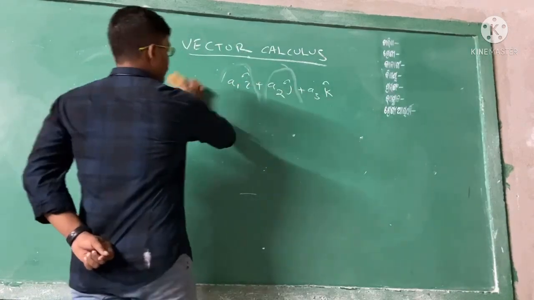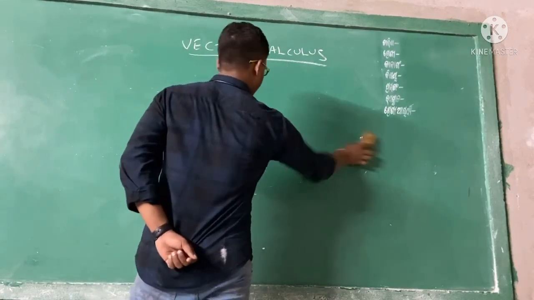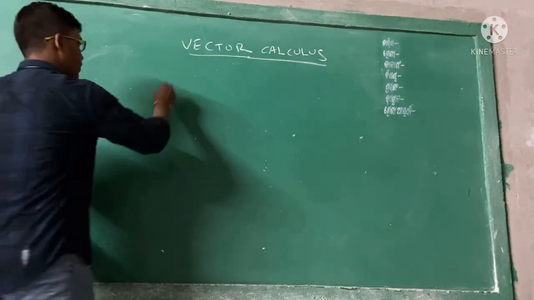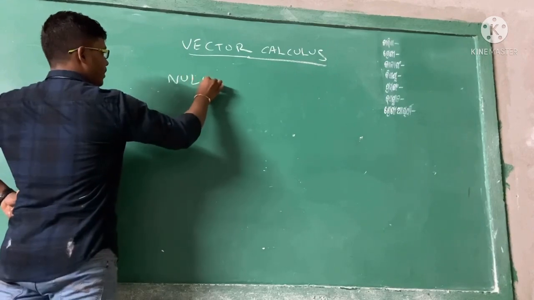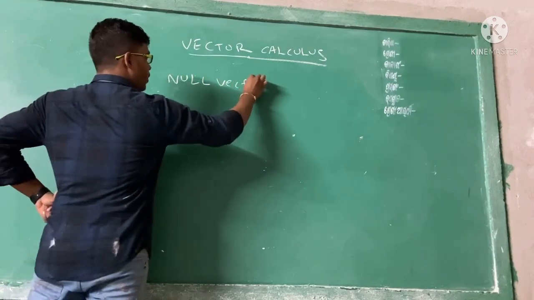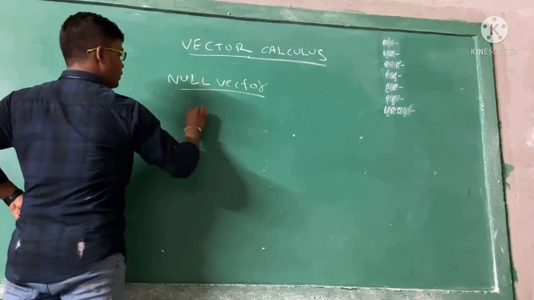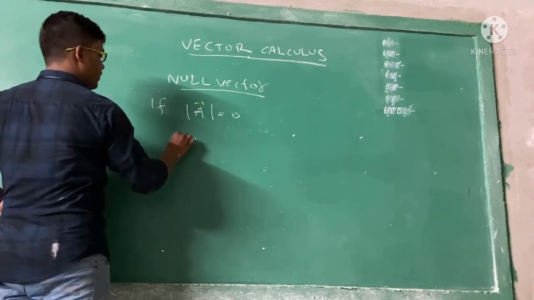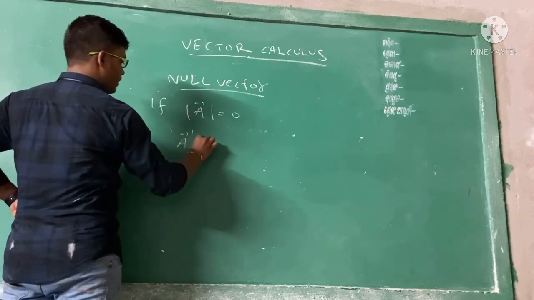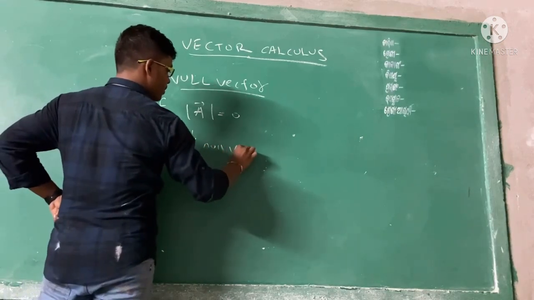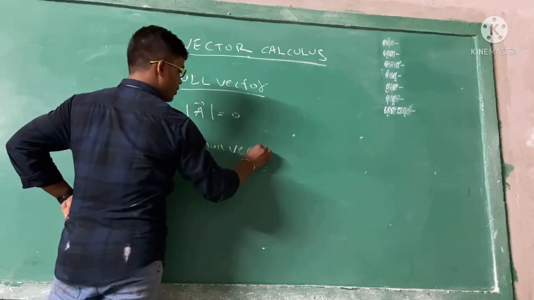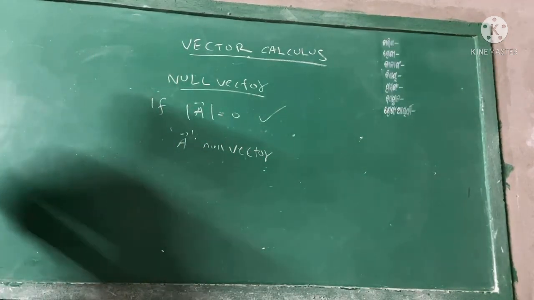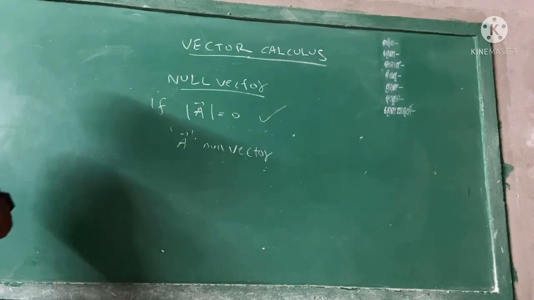So you have to look, most importantly, at the coefficients of i cap, j cap and k cap, then add or subtract them. Addition and subtraction are the same thing. One special case is the null vector. Remember this: a vector which has magnitude 0 is called a null vector.